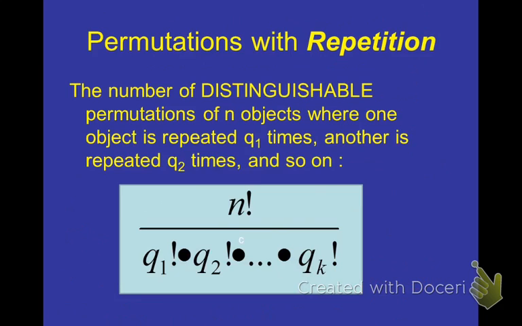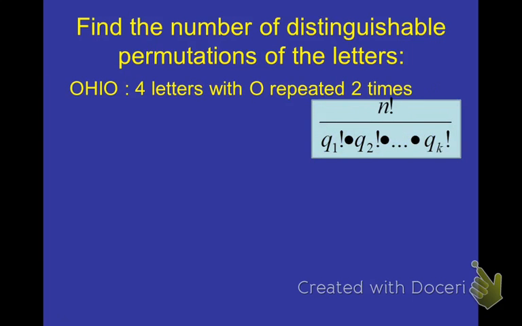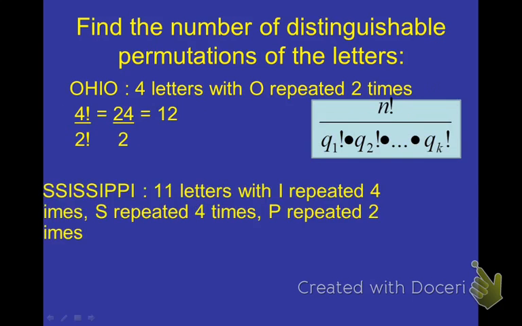The number of distinguishable permutations of n objects, where one object is repeated q1 times, another is repeated q2 times, and so on. So you take the number total, factorial, divided by however many times it repeats. What's that mean? Let's look at an answer here. Ohio, 4 letters, O is repeated twice. So on top I have 4 factorial, and 2 factorial goes on the bottom. 4 factorial is 24, 2 factorial is 2. 24 divided by 2 is 12. So there's 12 distinguishable permutations here.